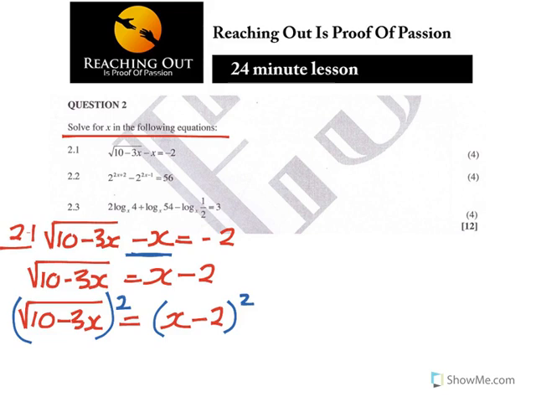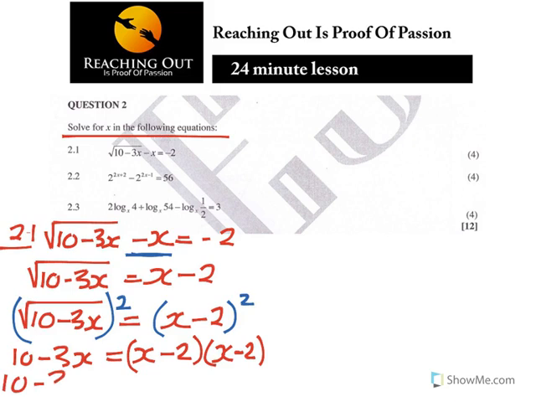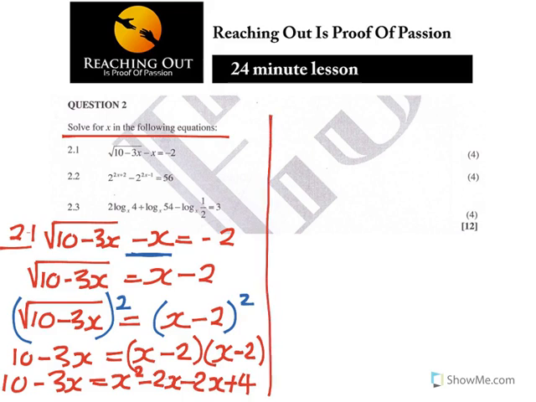Now the square root will fall off, it will become 10 minus 3x is equal to x minus 2 and x minus 2. Remember, it's a square, which is 10 minus 3x will be equal to, if you expand, x squared minus 2x minus 2x plus 4. I just want to give it space like that.